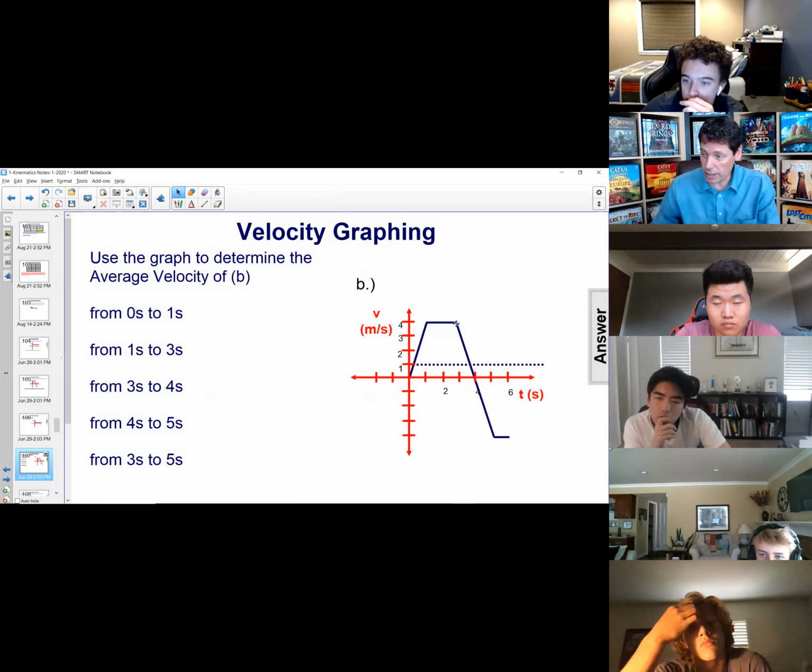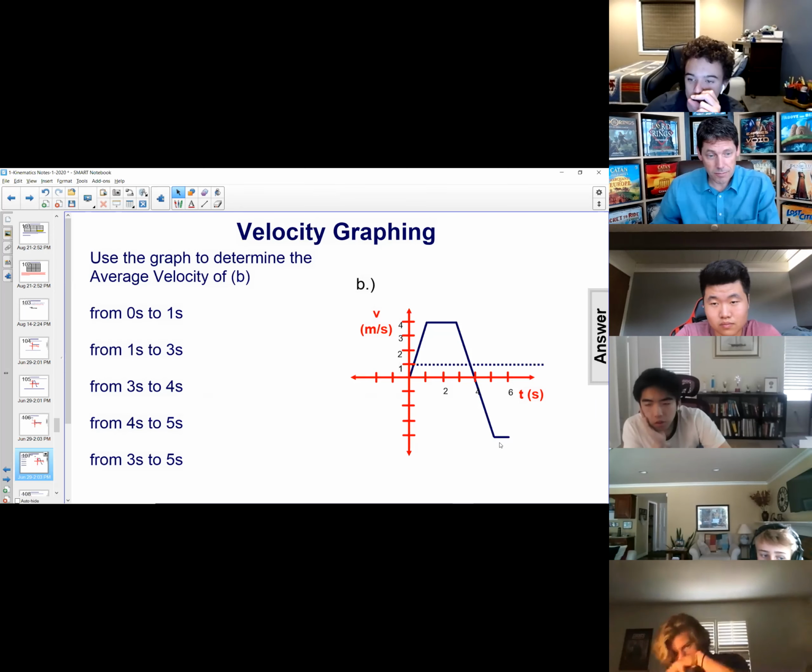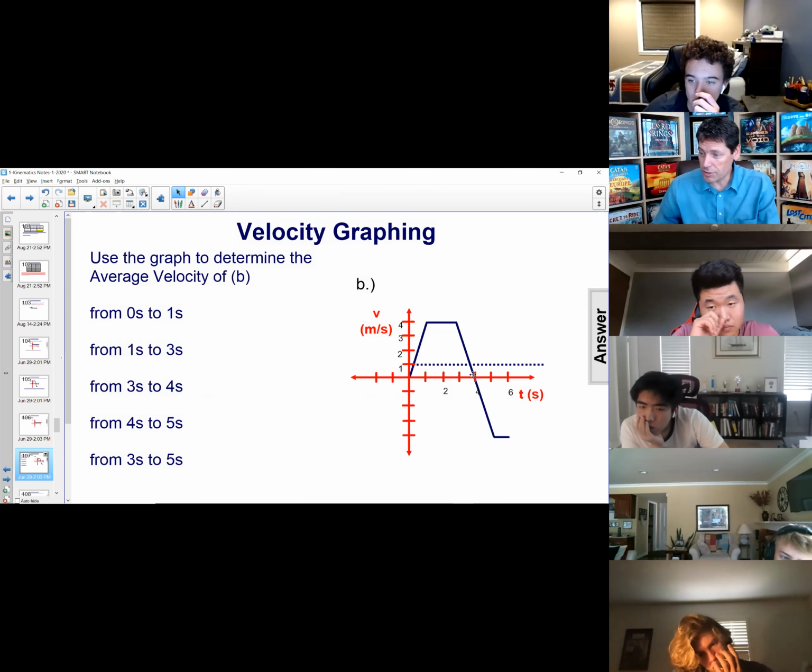It starts at 4 at this corner. It ends at 0. So halfway between 4 and 0 is positive 2. What's the average from 0 down to here? Negative 2. It's going from 0 down to negative 4, so the average is negative 2.